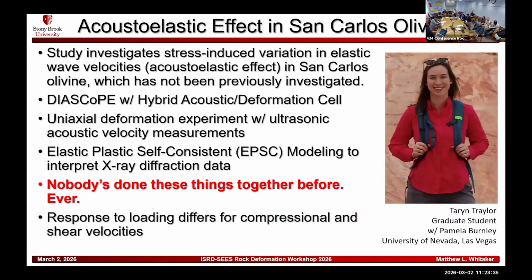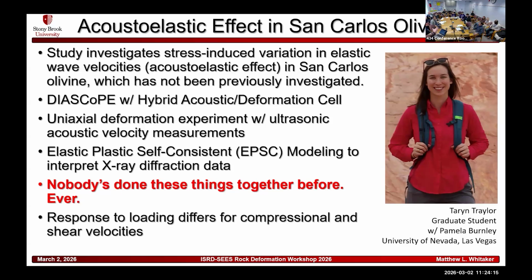All right. So now to bring in the deformation side of things a little bit. These are the first experiments that we were doing where we were combining deformation with the ultrasonic experiments. And this is using a hybrid acoustic and deformation cell. This is Taryn. I believe that you may hear from her tomorrow during Pamela Burnley's presentation. She is amazing and does some really cool stuff that literally no one has ever done before. So she's kind of blazing a new trail with the mixture of these techniques in geosciences, which is very cool.